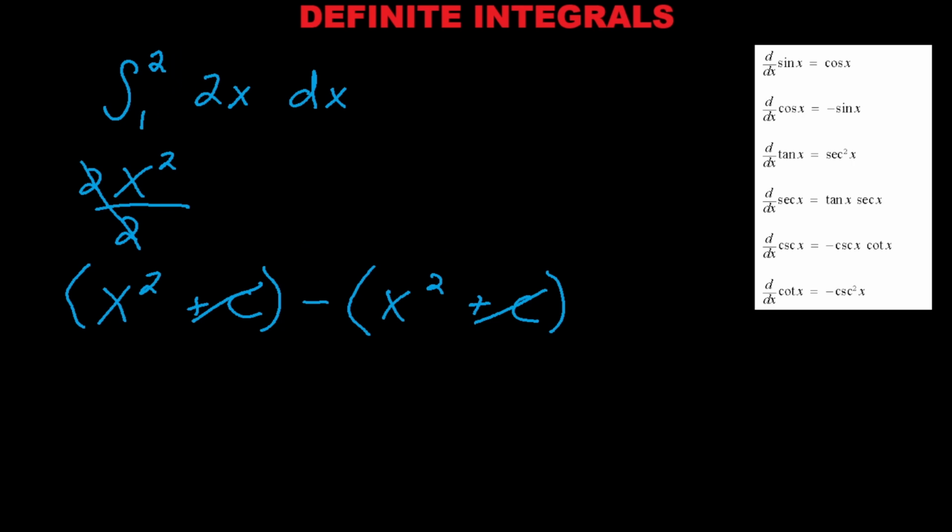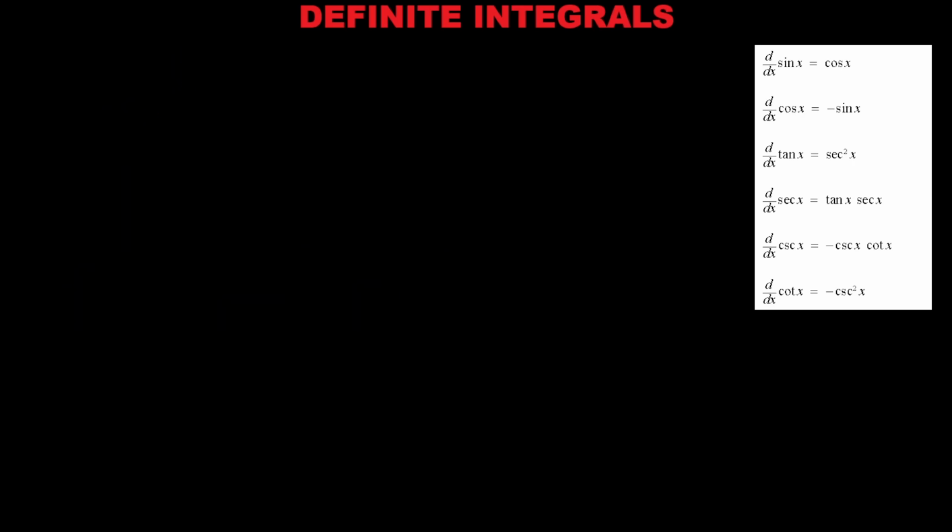There are some rules at play when you're working with definite integrals. Let's take a look at some of them. So for the first rule, if we have a definite integral from a to b and I switch the a to b and b to a, then this will be equal to the negative of the original integral.